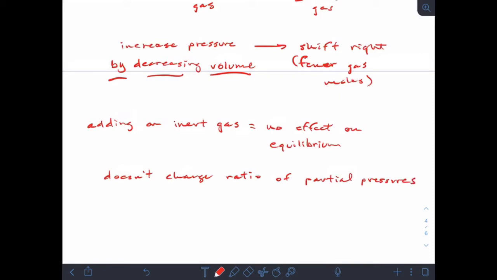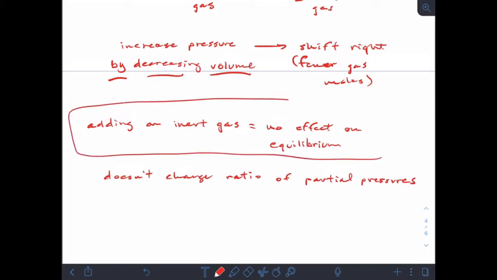Okay, so the ratios of reactants and products, as far as their partial pressures are concerned, doesn't change. So if we're not changing the ratios of partial pressures, we're not affecting the equilibrium. Okay, so this is part of your evaluation of equilibrium. So understanding how changes in concentration affect equilibrium, understanding how changes of pressure affect equilibrium, and adding inert gas. How does that affect equilibrium? And in fact, it doesn't.